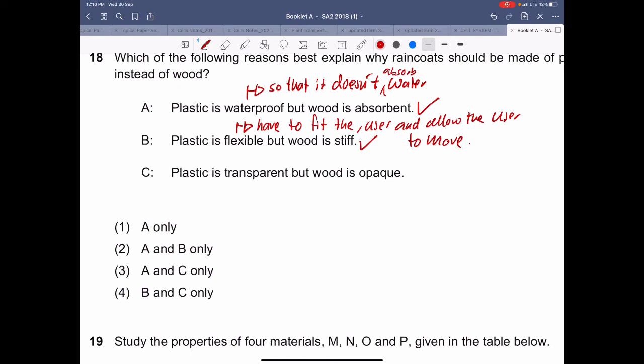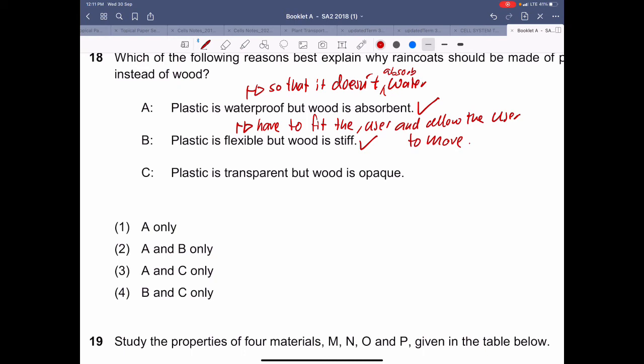Okay. So it has to fit the user and allow the user to move. Whenever you think about this, you always make reference to the user. In this case, I can even use metal, and metal is waterproof, but why don't they use metal? Because not only is it heavy, it's also stiff, you cannot fit the person, unless you're talking about armor, but armor is a different thing. The armor has rivets, and in fact they segment the armor into different parts.